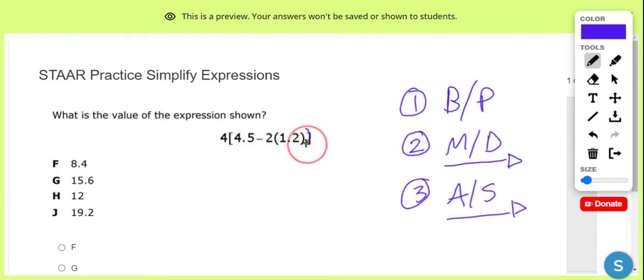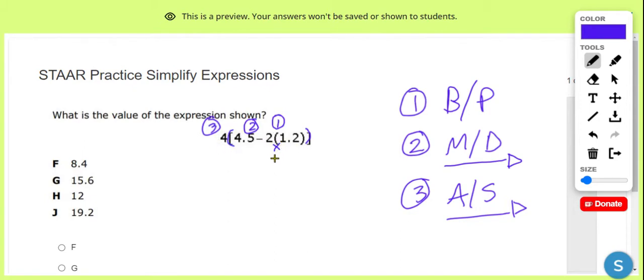So here we have brackets, but then inside the brackets, we have multiplication. So the first step, we have subtraction and multiplication. So step one, we're going to multiply. Step two, we're going to subtract inside the parentheses. And then on the outside, step three, we're going to multiply outside the brackets.